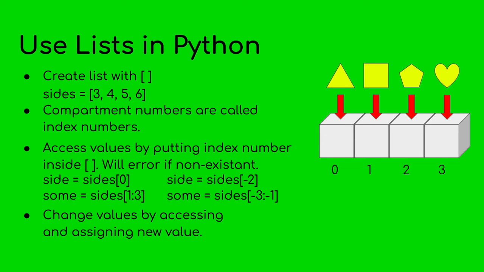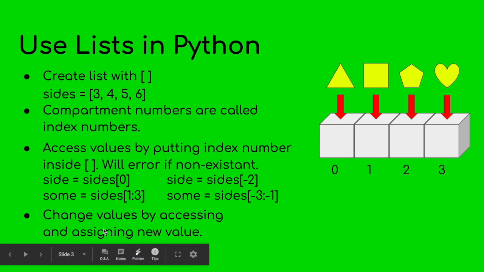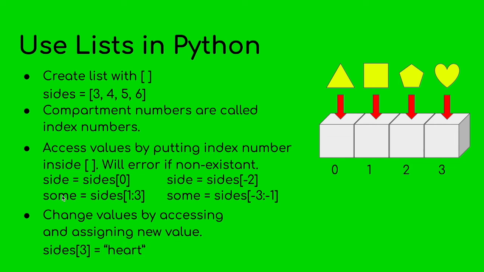You could also change values by accessing and assigning a new value. It's just like how you access it, and you put that on the left side of the equal sign, and on the right side, you put the value. It's kind of like having the accessing part as your variable name, and then the value is on the right.